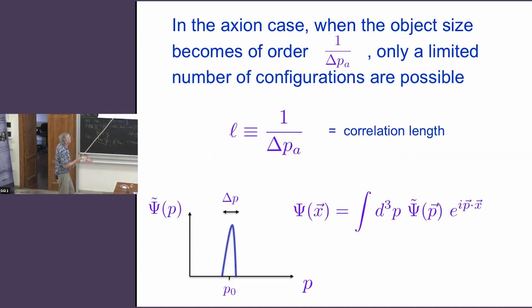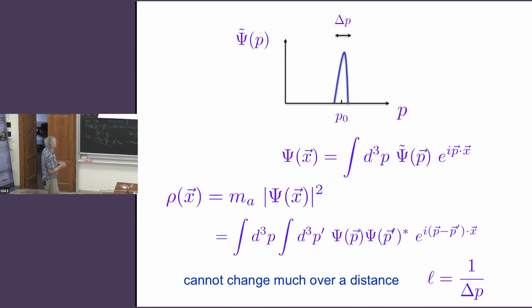Because if the momentum dispersion is delta P, then the axion field has to be quasi-homogeneous on a length scale which is the inverse of this momentum dispersion. My time's up, so I'm just going to summarize. I'm going to go very fast. I can talk individually if people are interested later. This says the same thing.